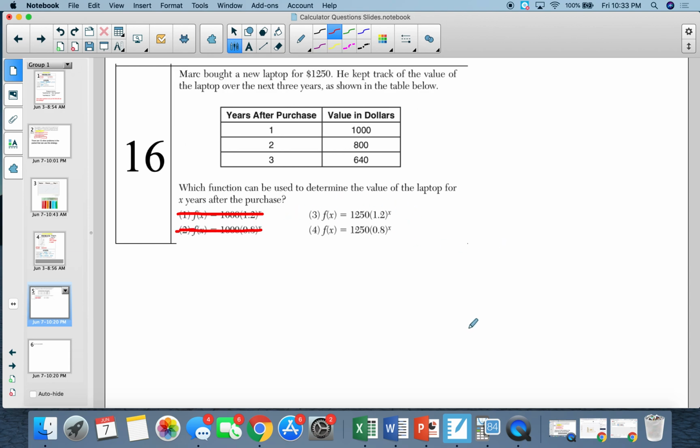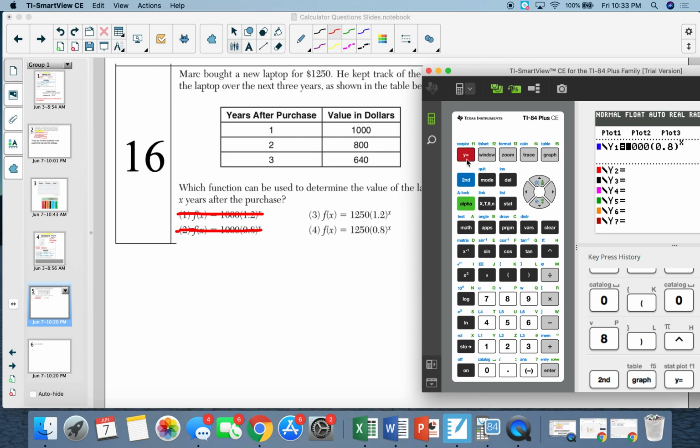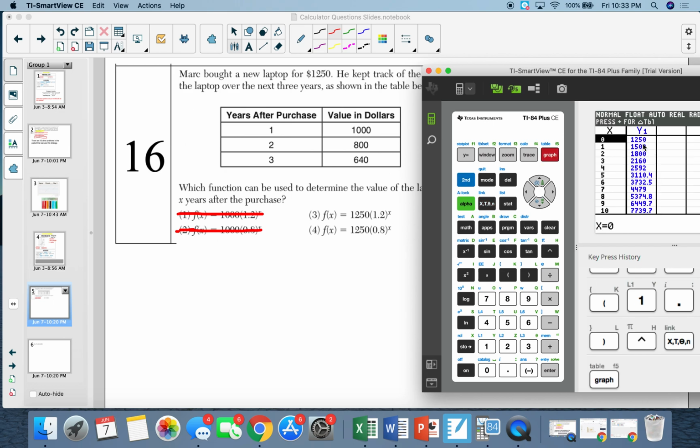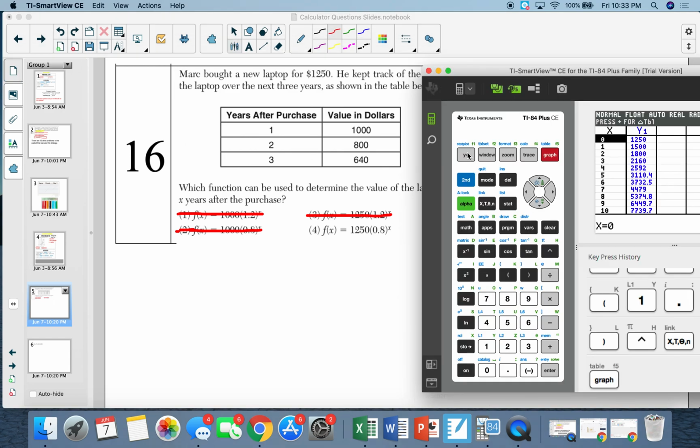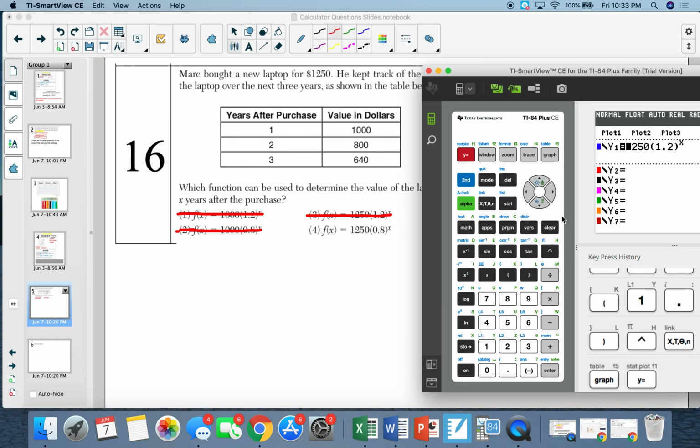Okay, let's take a look at answer choice 3. 1,250 times 1.2 to the x power. So again, let's take a look at our table. 1 gave us 1,500 in our calculator. We want 1 to give us 1,000. So by process of elimination, it should definitely be answer choice 4.